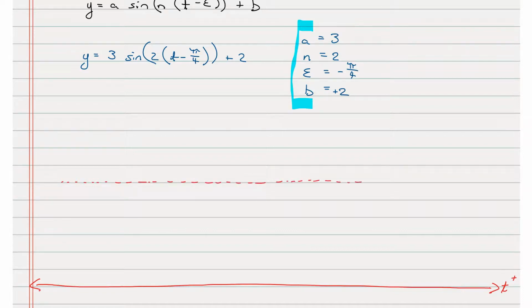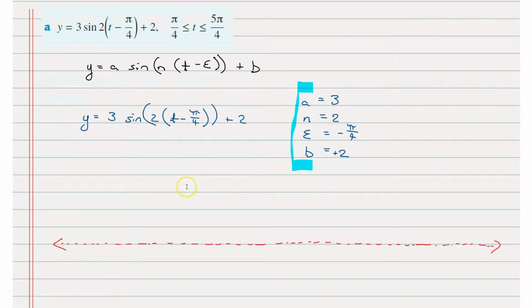And for now, we'll just pretend that this is our t-axis and use it as such. So there we go. And then my next step is I'm going to identify the start point. So my start point of this function is going to be my epsilon, which is negative pi over 4. Now, because this is negative pi over 4, it means I'm going to have a shift to the right. So rather than saying negative pi over 4, I'm going to say pi over 4.